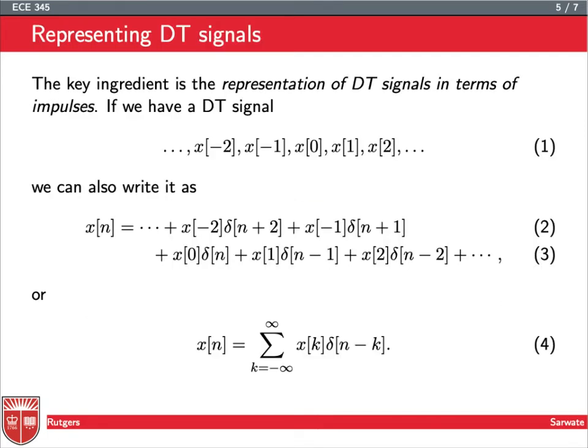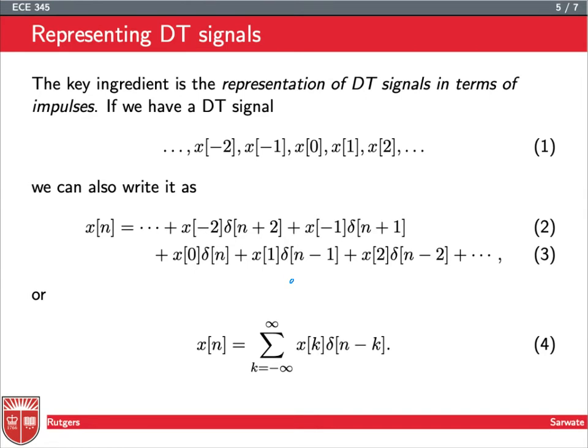So in order to apply these two properties, the key ingredient we're going to need is this way of representing DT signals as a sum of impulse functions. If I have a DT signal, it goes along x[-2], x[-1], x[0], so these are the samples of the discrete time signal. I can write it equivalently as x[-2] times delta[n+2], so this is a delta at n equals -2, and this is a delta at n equals -1, and so on.